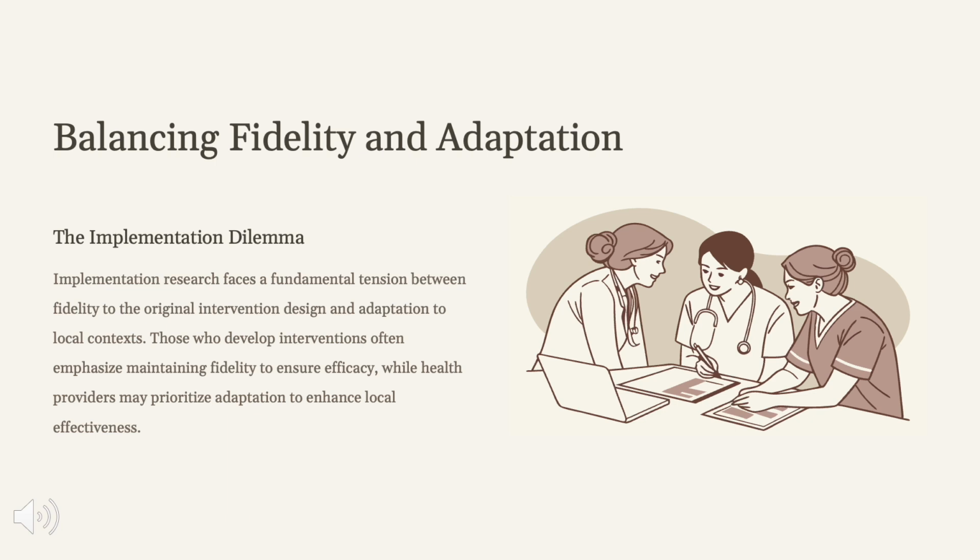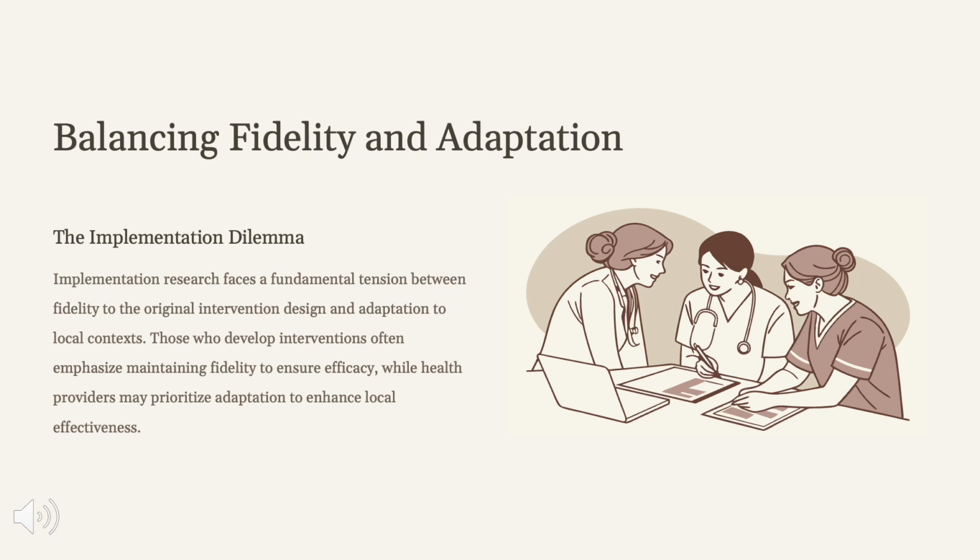A key challenge in IR is balancing fidelity, staying true to the proven intervention, and adaptation, modifying elements to fit local contexts. Identifying core intervention components versus adaptable elements helps maintain effectiveness without sacrificing local applicability. This creates a challenging balance. Rigid control to ensure fidelity may reduce effectiveness due to contextual factors, while excessive adaptation may compromise the core elements that make the intervention work.